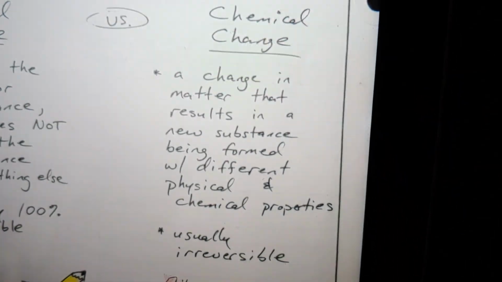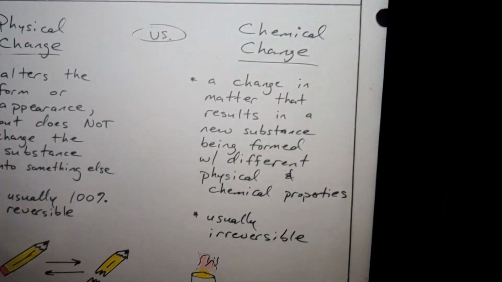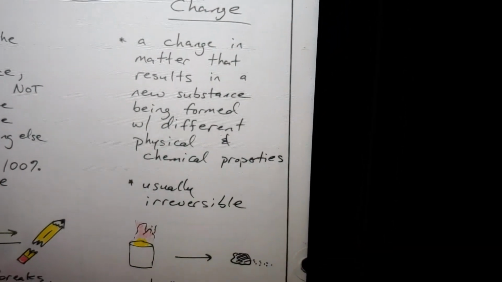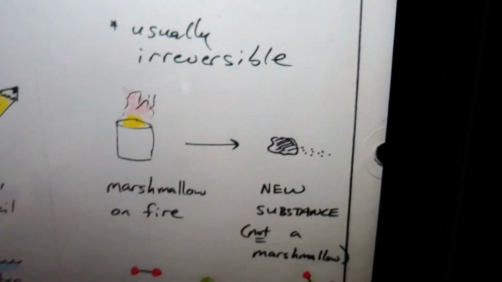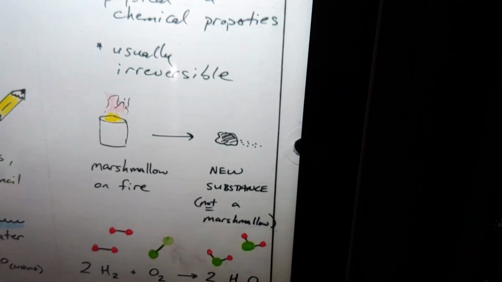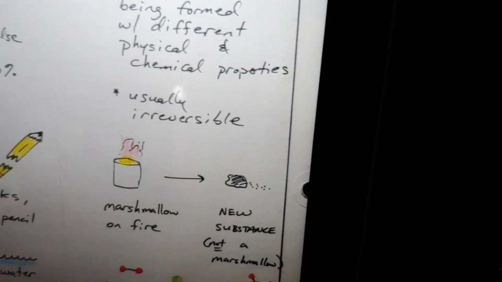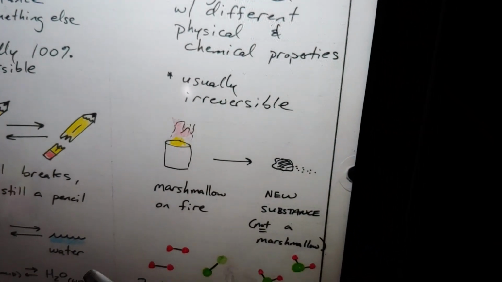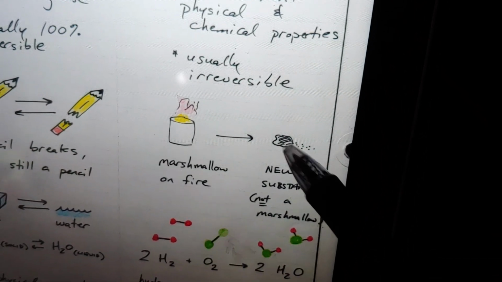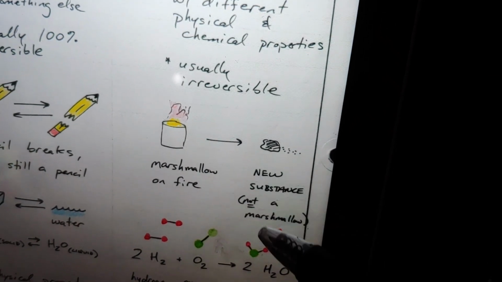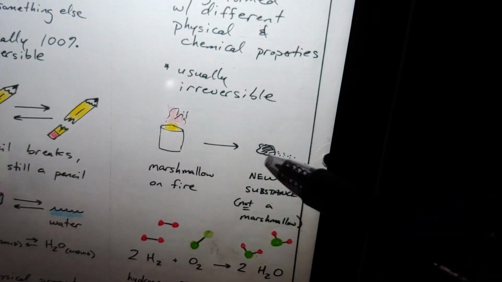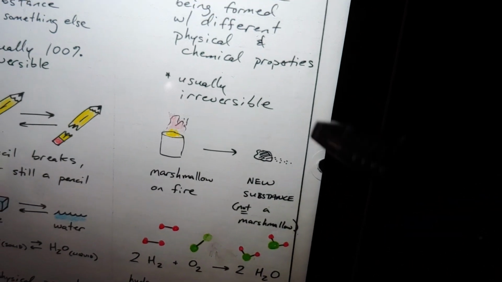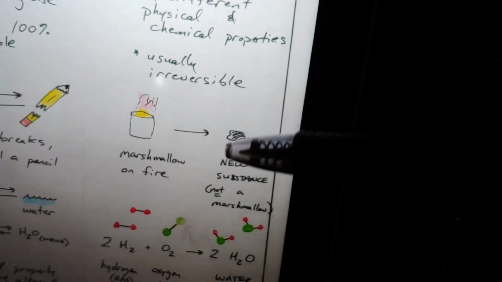So a chemical change is a change in matter that results in something new being formed, oftentimes with different physical and chemical properties. For instance, this marshmallow, if anyone's ever done s'mores, you realize that marshmallows could catch on fire. And when they do catch on fire, you actually make something new. If you burn it all away, it turns into ash. Now, I'm not talking about a marshmallow that's slightly burned. I'm talking about one that you burned everything. There's no more marshmallow in there. It's just ashes.